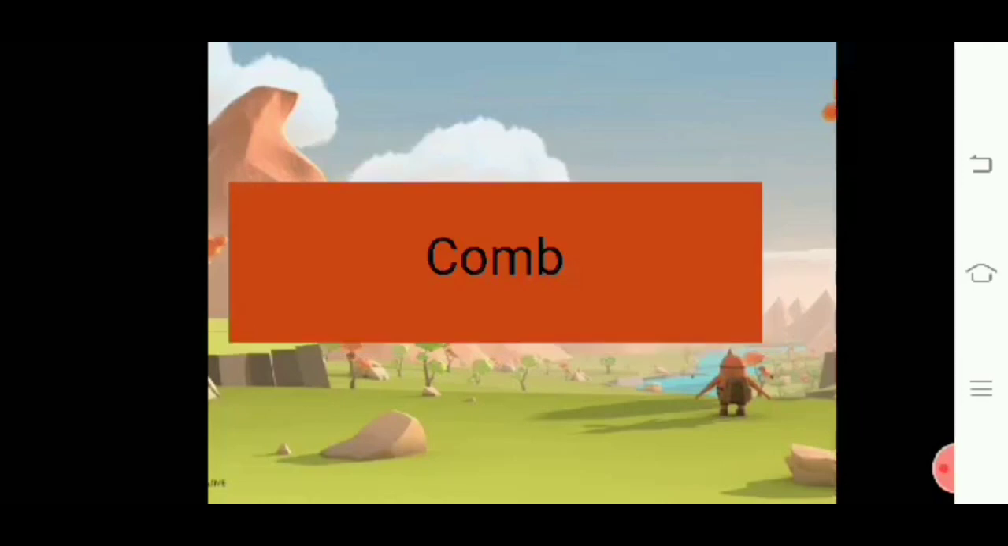The last one is the comb. A comb is the fleshy growth or crest on the top of the head of gallinaceous birds, such as turkeys and domestic chickens.